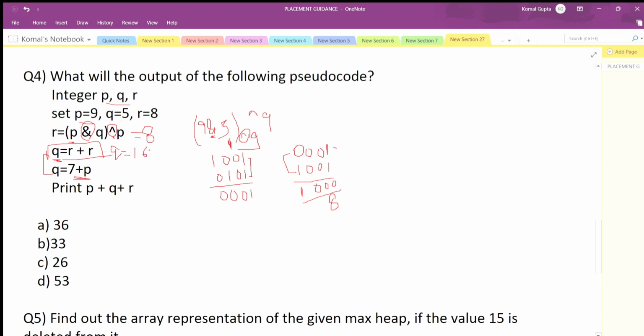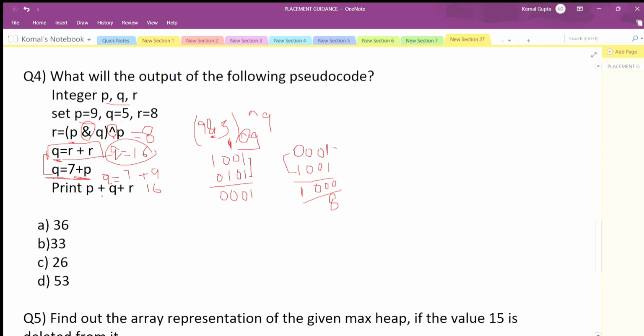But no use of finding this q, because they are updating the value of q again, and they are not using this value further, so no need to find this. So again they are updating the value of q with 7 plus the value of p, which is 9. So 9 plus 7, it will be 16. So the value of q is 16.